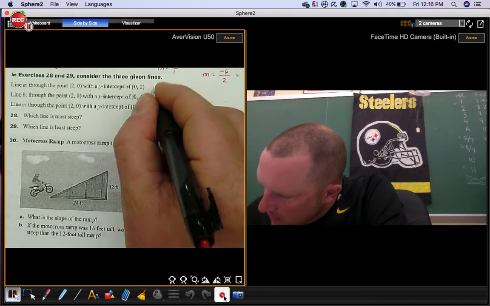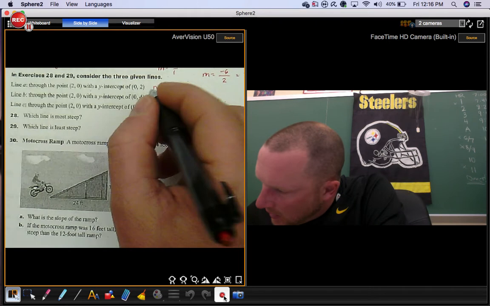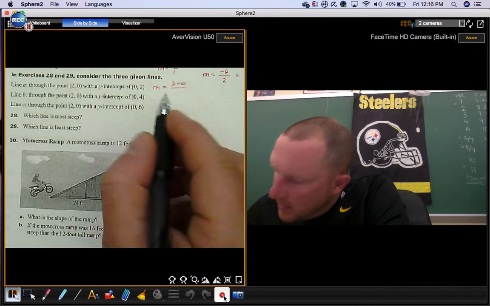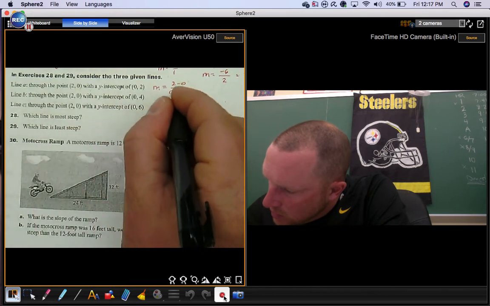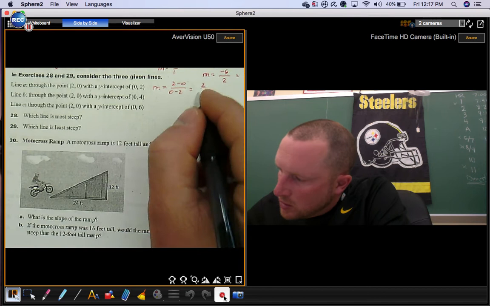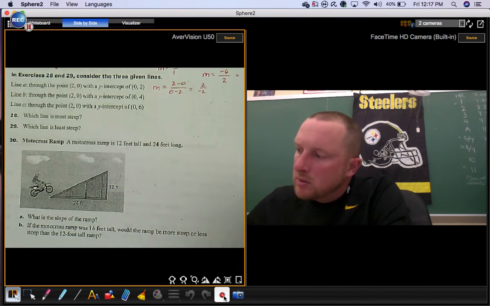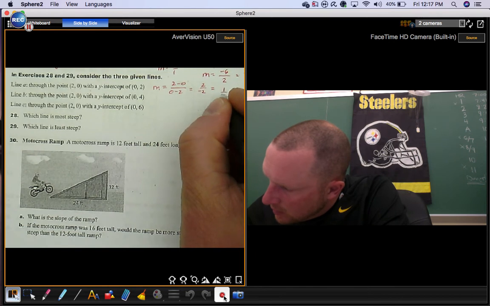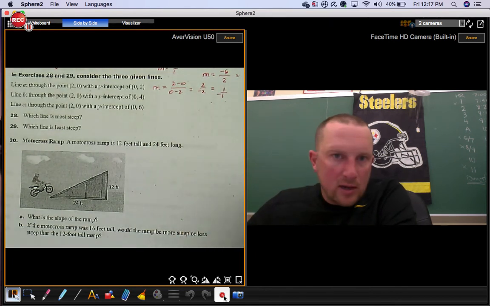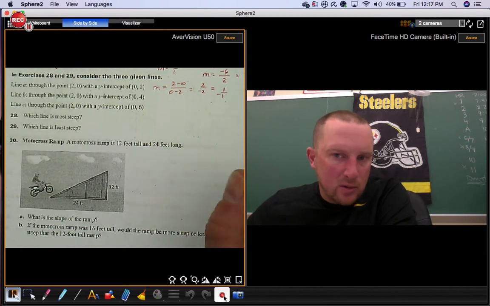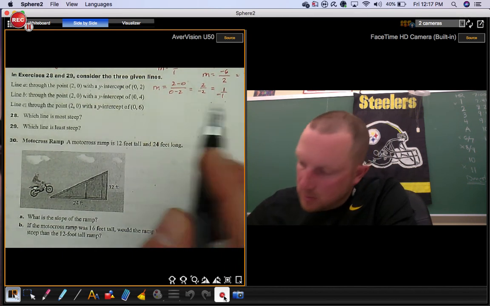So if I find my slope of this first line, line A, I'm taking 2 minus 0 for my y's. For my x's, I'm taking 0 minus 2. 2 minus 0 is 2. 0 minus 2 is negative 2. Reduce that. Negative 1 over 1. The negative doesn't matter when you're calculating steepness.